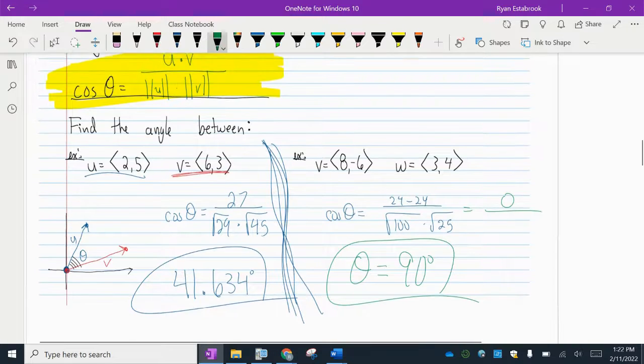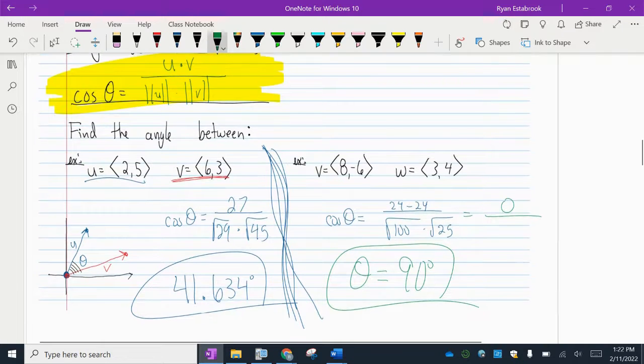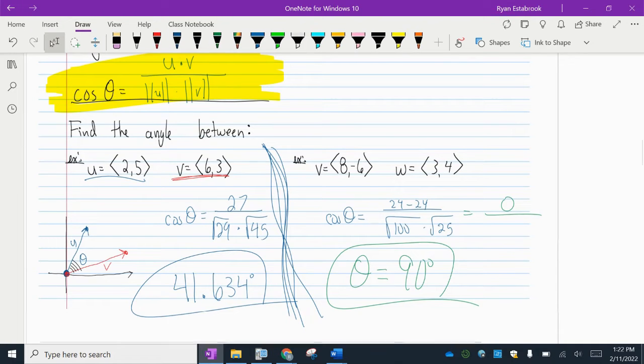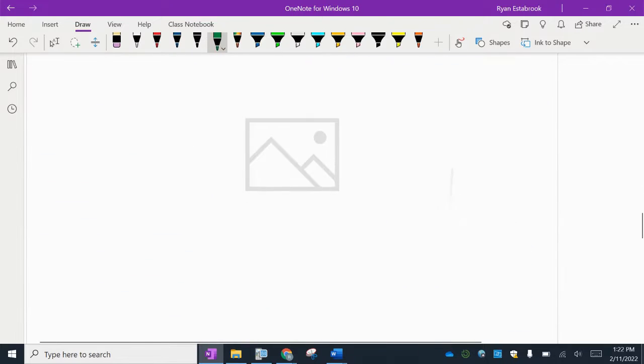So yellow formula, the cosine of theta is u dot v over the magnitude of u times the magnitude of v. Sticking with this idea for just a second longer, if this numerator ever comes out to 0, what's the angle always going to be? 90 degrees. Skip this example, go down to here.